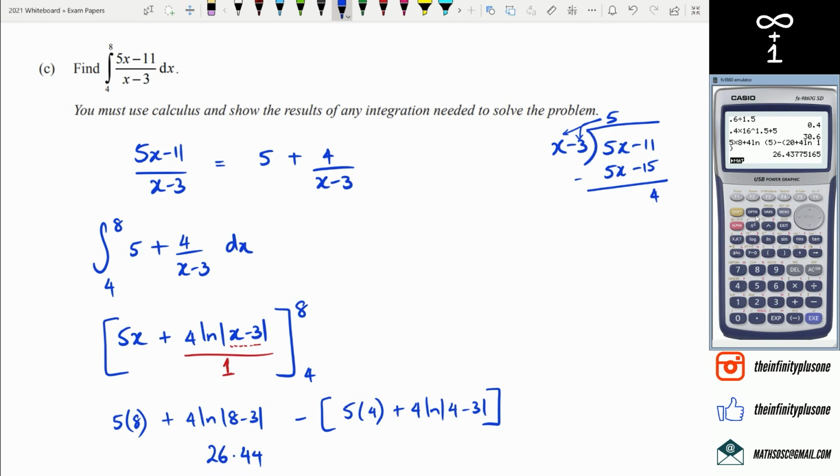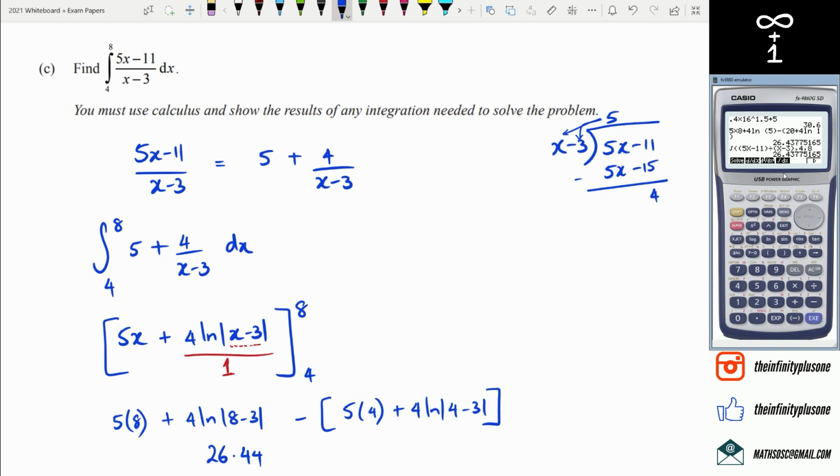Now, what I would recommend is to also check the answers. Click on option, go to calc, and there's an integral button right there. You put integral, open up a bracket, and put down 5x minus 11, divided by x minus 3. You put a comma, then your lower limit, which is 4, and your upper limit, which is 8. That's another way you can get that answer as well.